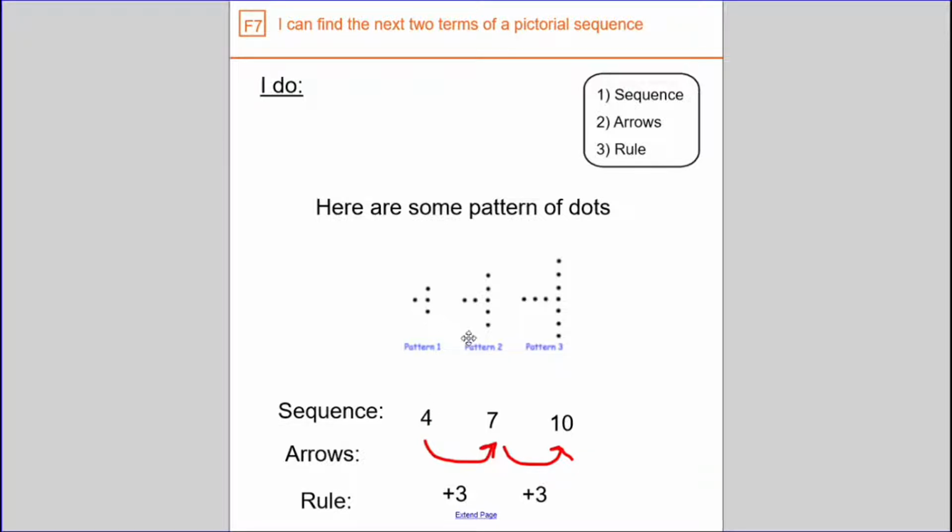For the first one, we can see there are 4. For the second pattern, we can see that there are 7. And for the final one, for pattern number 3, we can count to see that there are 10 dots. Once we've done that, we then display our arrows, and we can see that to get from one number to the next number, we are adding 3.